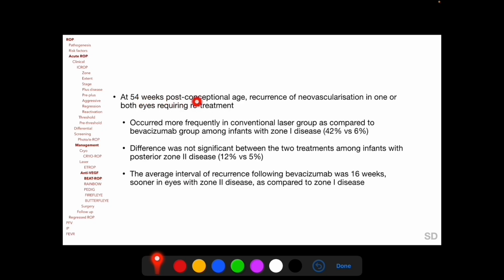At 54 weeks post-conceptional age, recurrence of neovascularization in one or both eyes requiring retreatment in the BEAT-ROP study occurred more frequently in conventional laser group as compared to the bevacizumab group among infants with zone 1 ROP, but the difference was not significant between the two treatment groups among infants with posterior zone 2 disease, and the average interval of recurrence of ROP following bevacizumab injection was 16 weeks in the BEAT-ROP study, sooner in eyes with zone 2 disease as compared to zone 1 disease. And this figure in the result from the BEAT-ROP study was not universally accepted because it did not match the result from the ETROP study.